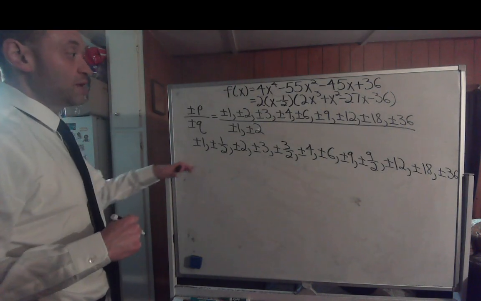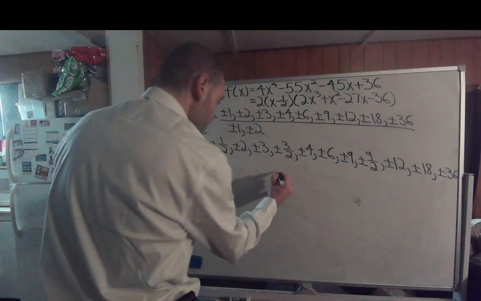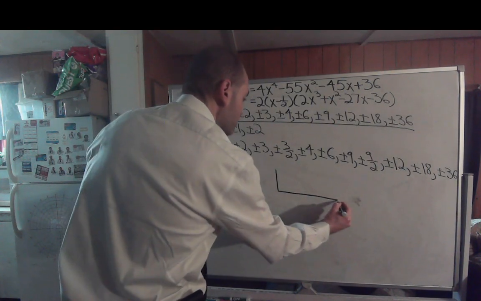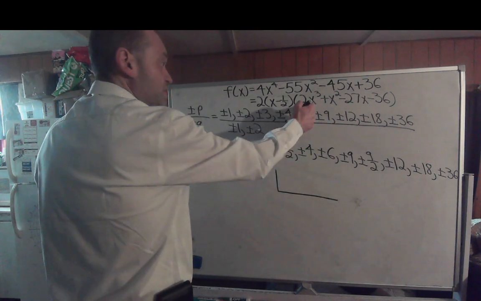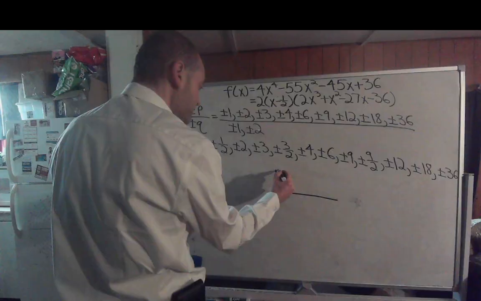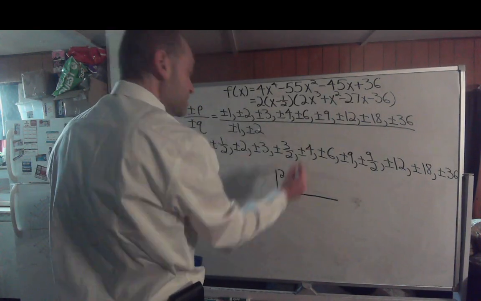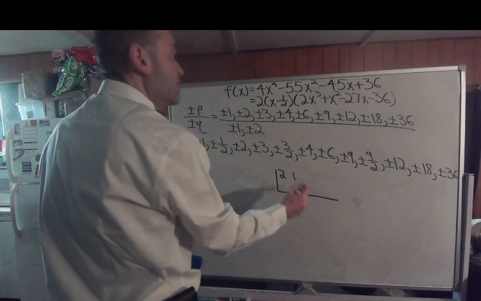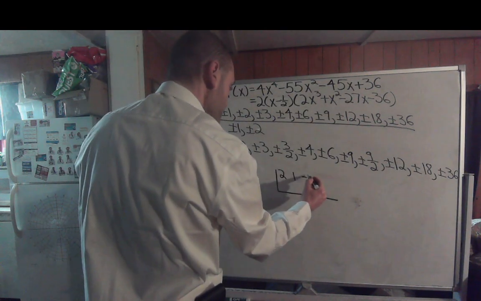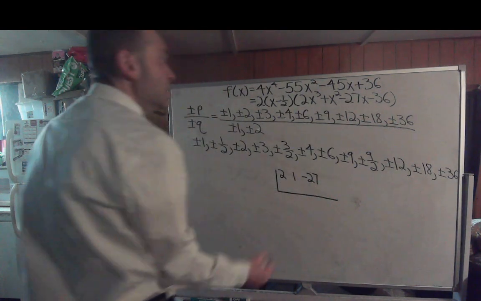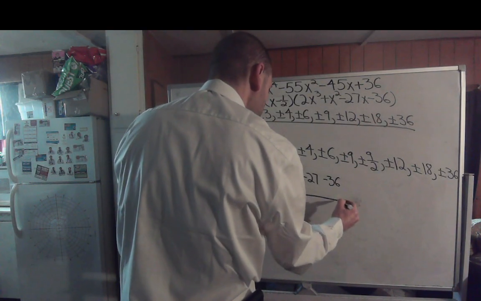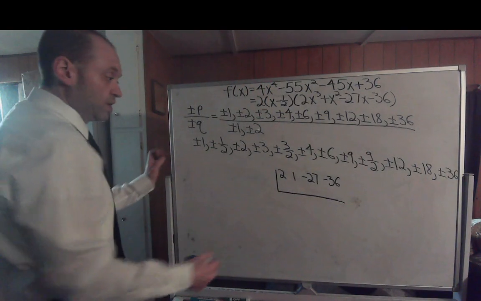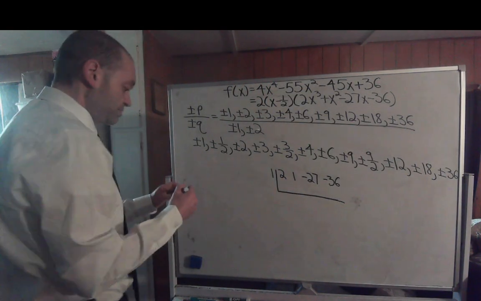So now let's go ahead and set up our synthetic division. This time we're doing the synthetic division for that cubic factor. So the x cubed term has a coefficient of 2, x squared has a coefficient of 1, x to the first has a coefficient of negative 27, the constant term is negative 36. All right. Let's start at 1 again. Let's divide all this by 1.